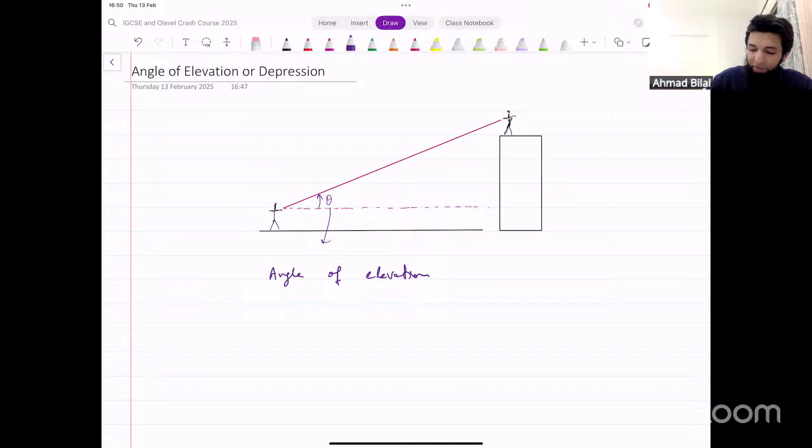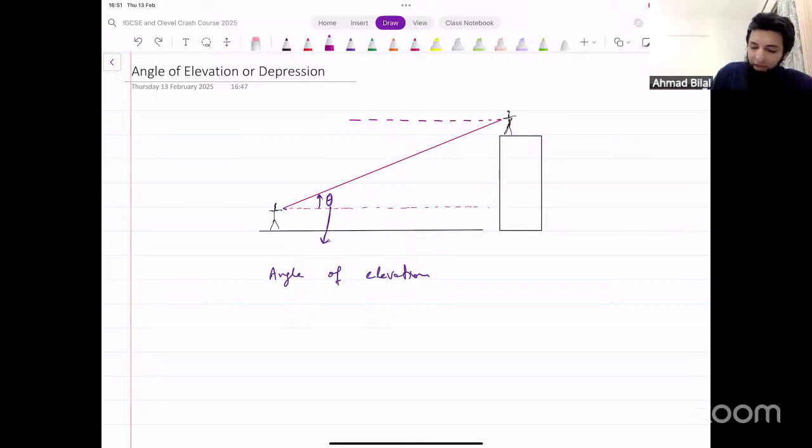It's the angle at which you have to look above your normal eye level. Your standard eye level would be this horizontal line. Now, how much do you have to look above in order to look at this person on top of the building? That's this angle theta. This angle theta is known as the angle of elevation of this person from the ground. And then if the person on top were to look at the person at the bottom, what's their normal eye level? That would be, again, horizontal like this.